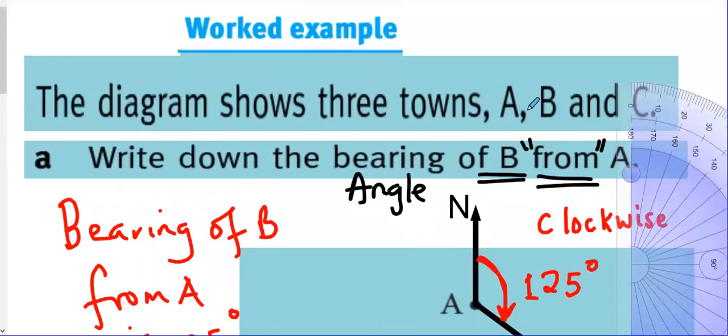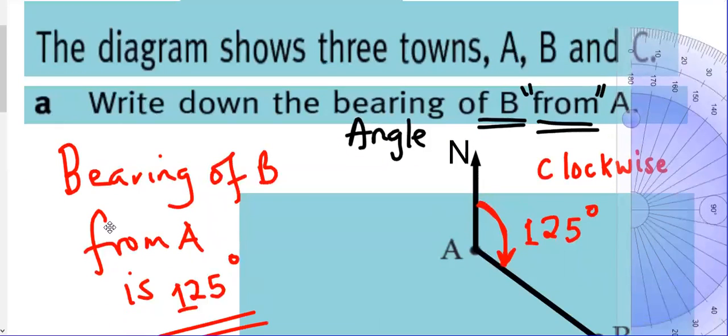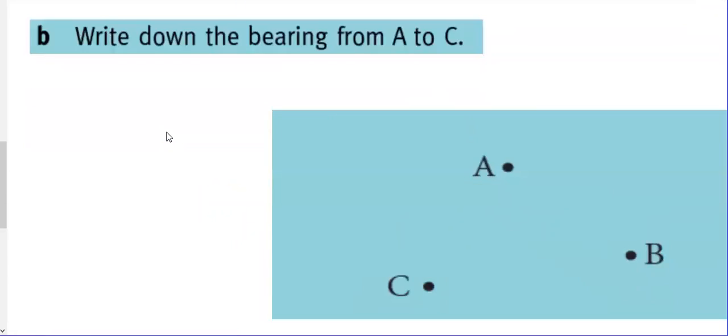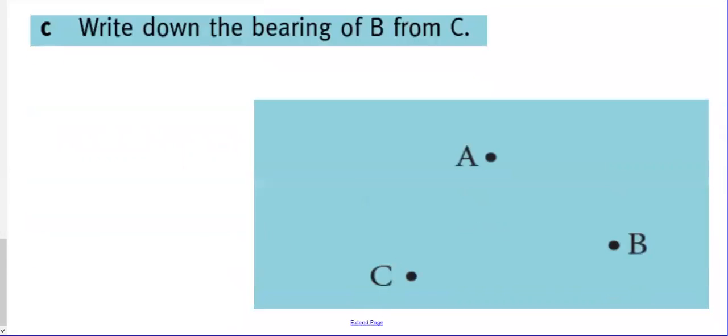The diagram shows 3 towns, A, B, and C. Write down the bearing of B from A. So that question is done, and let me quickly jump to the next question. This is part A. Let me try to go for part B. Okay, so this is question B. Let me try to push down everything so that I can get enough space for part B, right? So there we go.